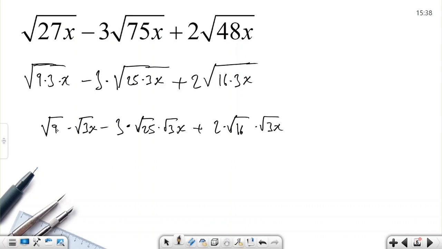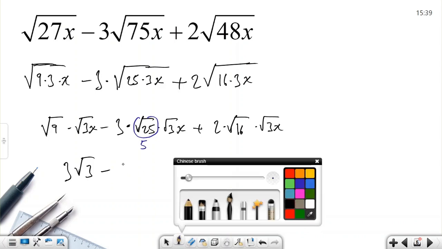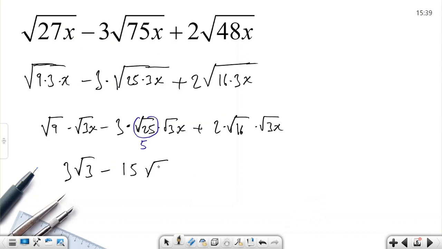Let's see, the square root of 9 is 3, so 3 times the square root of 3x, minus 3. The square root of 25 is 5, and 5 times 3 is 15, minus 15 square root of 3x. Oh, I forgot the x here, sorry about that. Same goes here: the square root of 16 is 4, 4 times 2 is 8, so plus 8 square root of 3x.